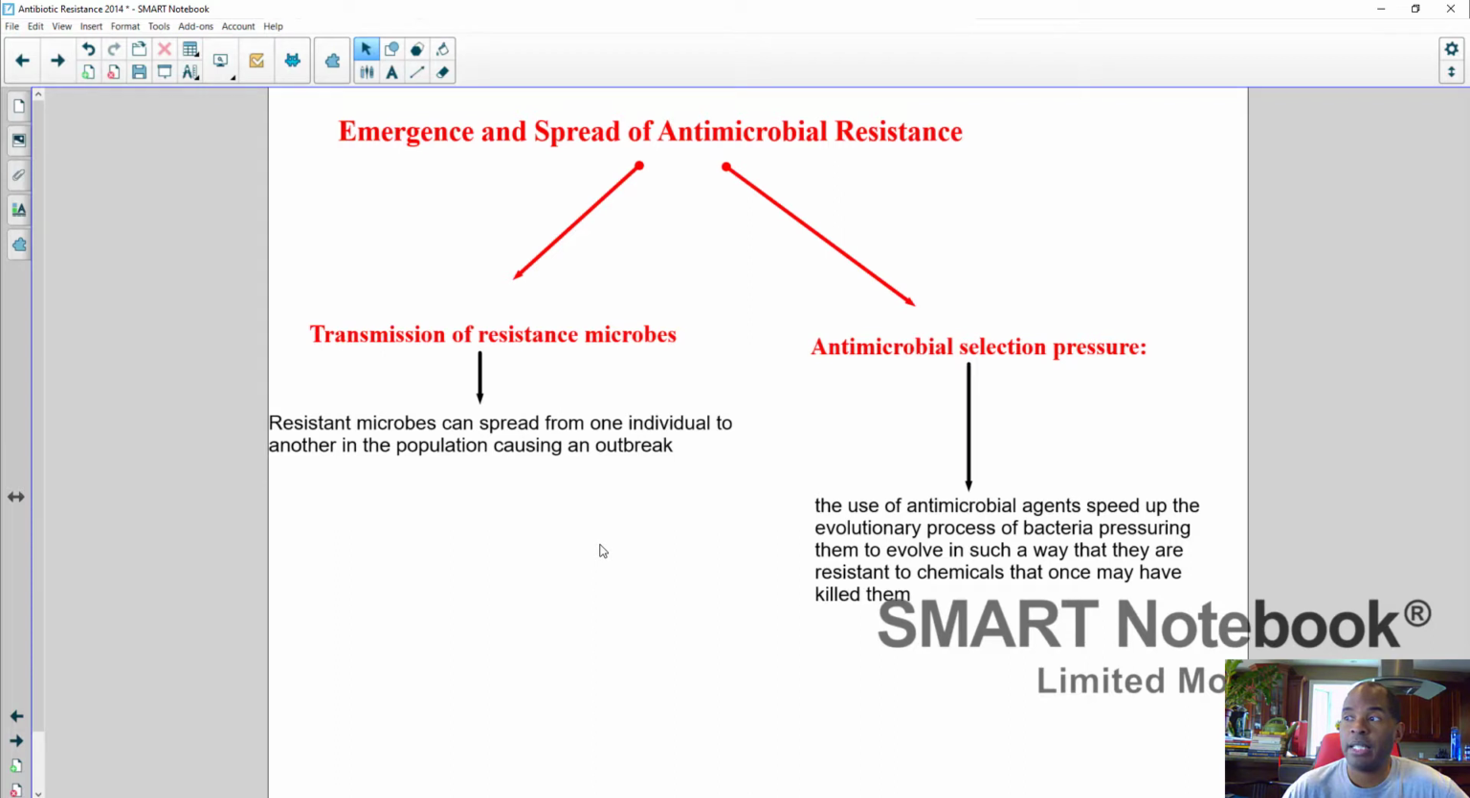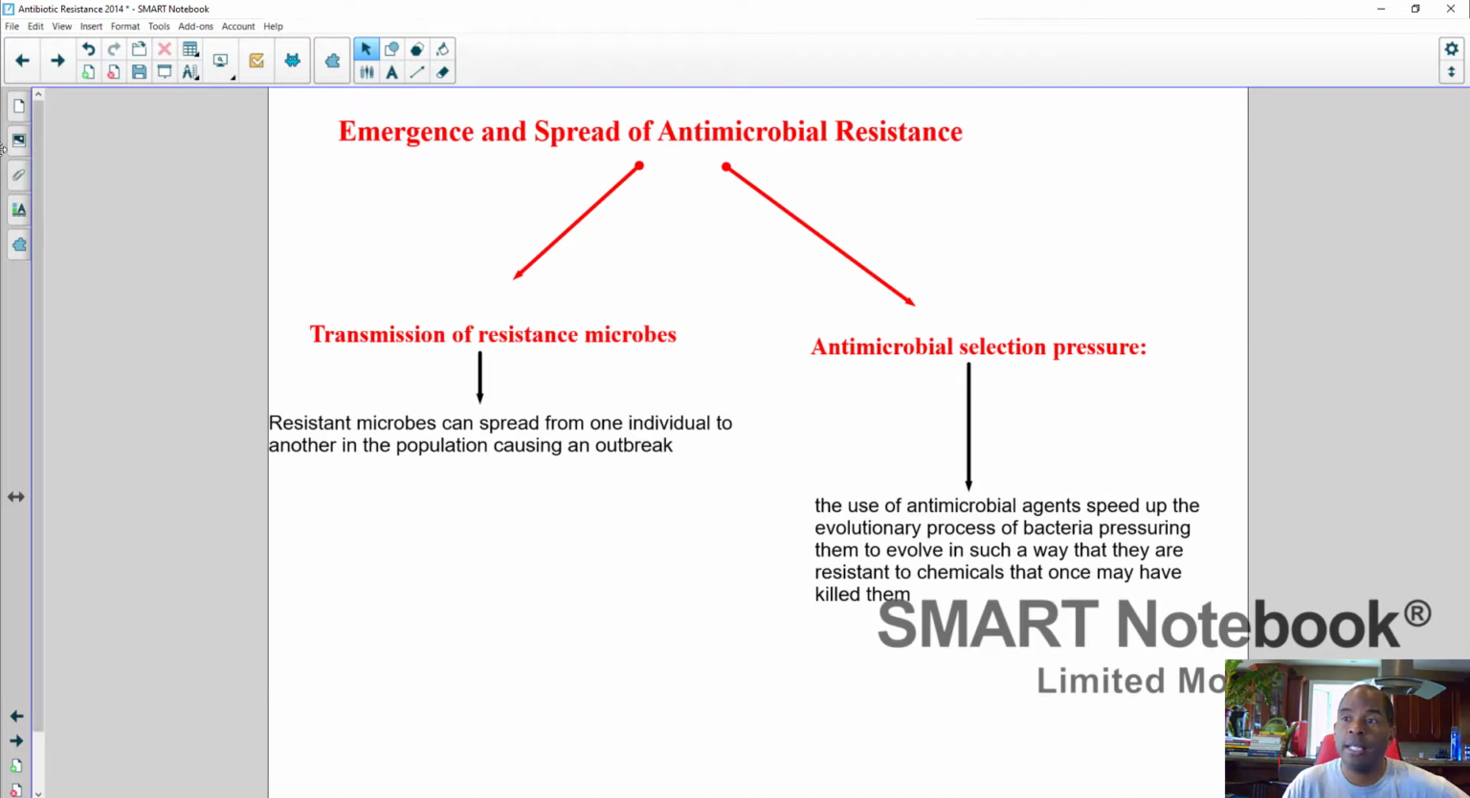When we look at the spread of antimicrobial resistance, we see that there are two major forms. There's many. Like if you decide to study this in grade 12 or university, you'll talk about many different arrows coming off of this. But for us in grade 11 here in high school, we look at the transmission of resistant microbes in the population and the environmental pressures that cause resistance to occur. These are the two main ways that we care about the emergence of antimicrobial resistance, right?